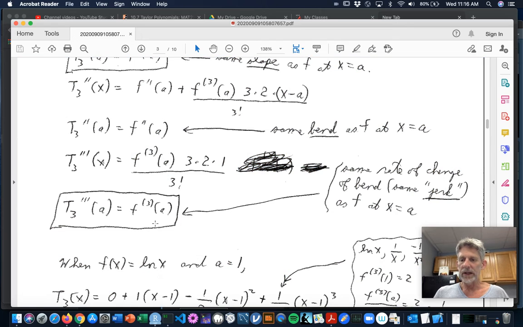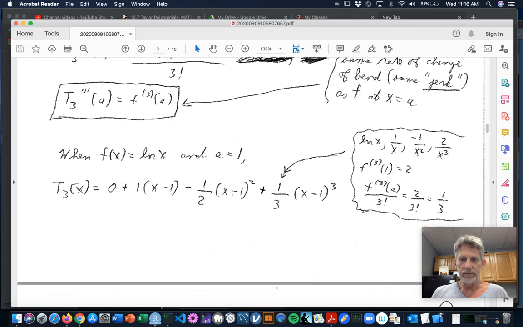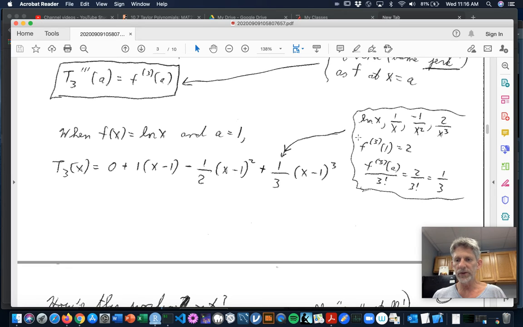And so that ought to be an even better approximation than T2 was for log of x near the value a. In fact, if you go ahead and try this out where f of x is log of x and a is 1, then you're going to get the same old T2. You just got to figure out this coefficient here. And so you say, okay, I need to find the third derivative at a, the third derivative at 1.